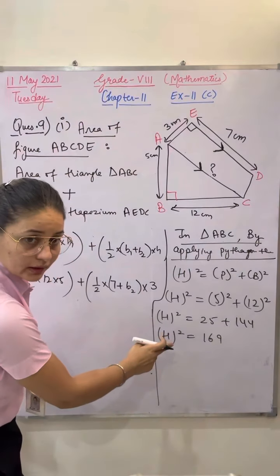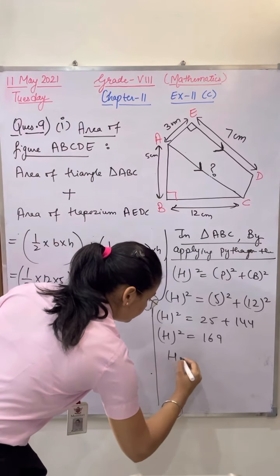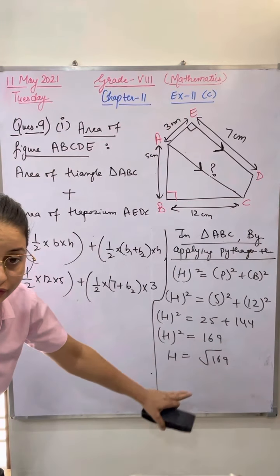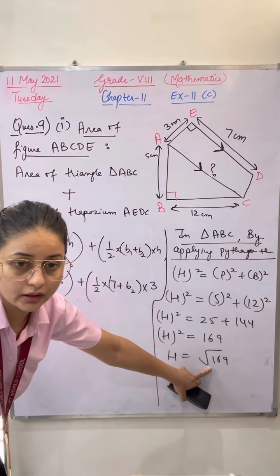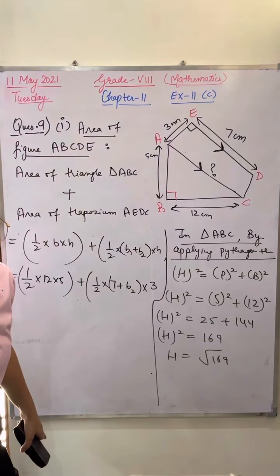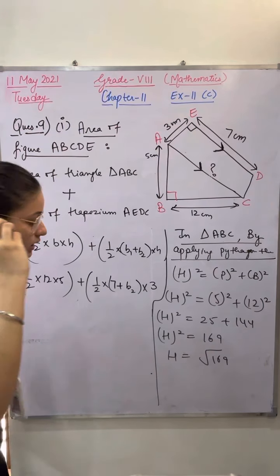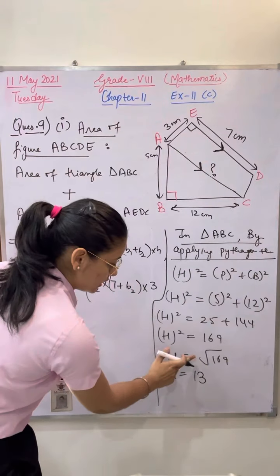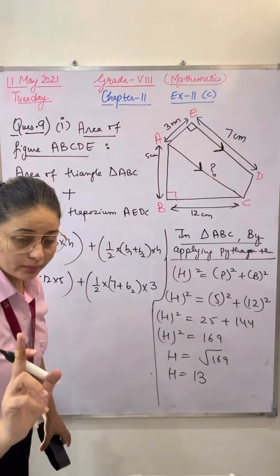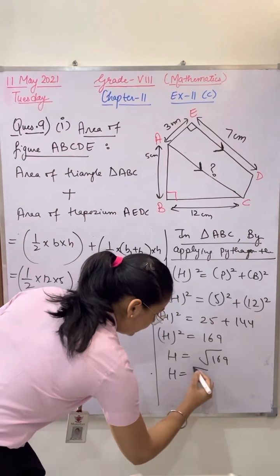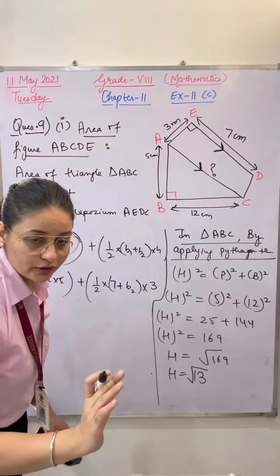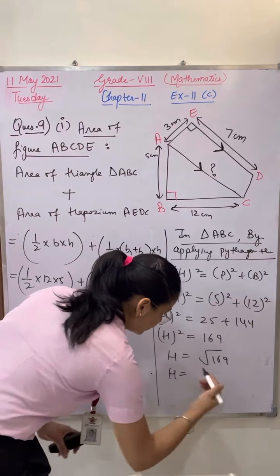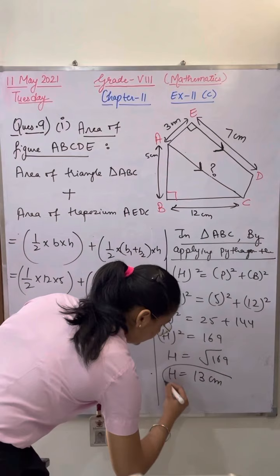Now remove the square, that will become under root. Under root of 169. 169 is a square of which number? It is the square of 13. So under root will be removed, you just have to write the value. Some students make the mistake of keeping the under root as it is. Under root will be removed automatically when you write the square root value here. So this will be equal to 13 centimeter.